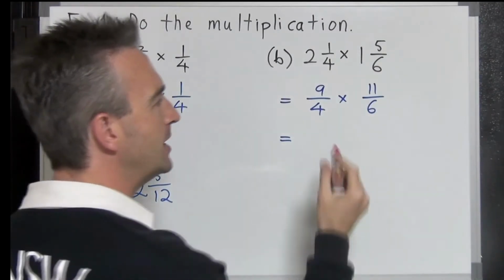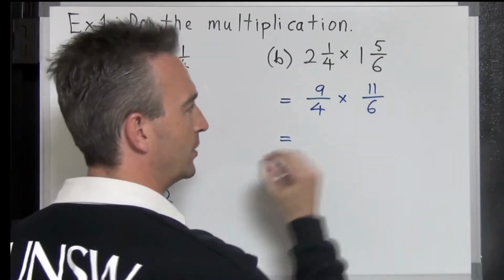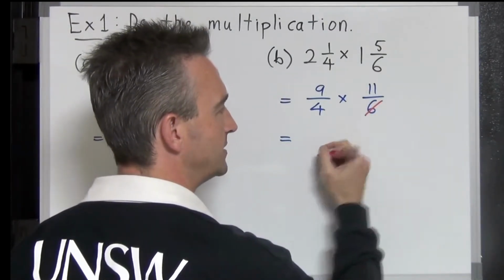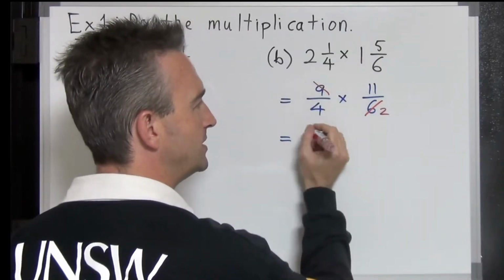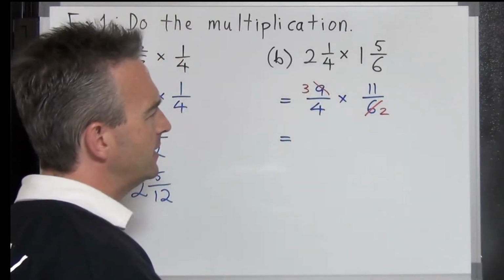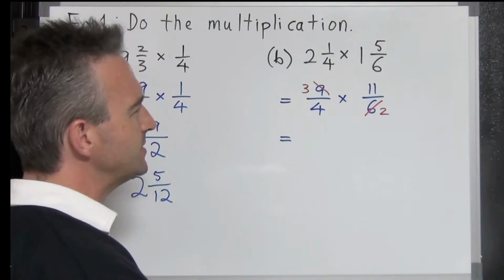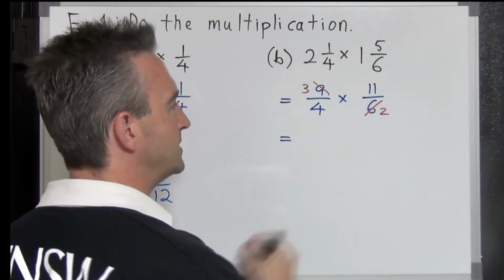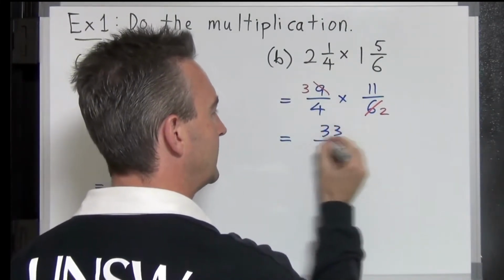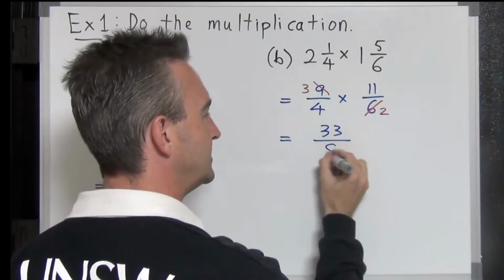Let's do that. We've got 9 and 6 are both divisible by 3. So 3 goes into 6 twice. 3 goes into 9 3 times. Anything else? No, I think that's it. What do you think? Nah, that's good to go. I agree. 3 times 11 is 33, and on the bottom 4 2s are 8.